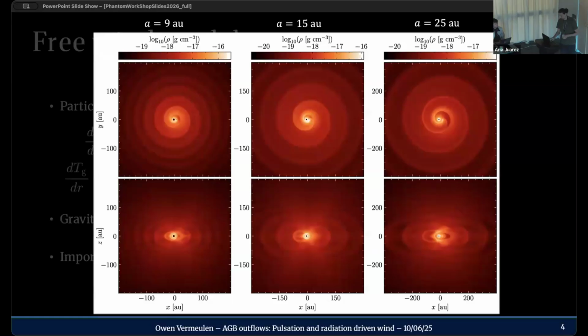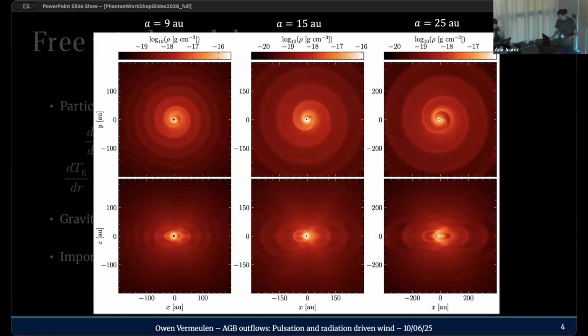Now, with this approach, we can create some nice looking simulations. I show here 3 simulations that I created last year for 3 different orbital separations. At the top, we have the orbital view, and at the bottom, the edge-on view, and we always see a very pronounced spiral in the orbital view, whereas in the edge-on view, we see some more arc-like structures arise.